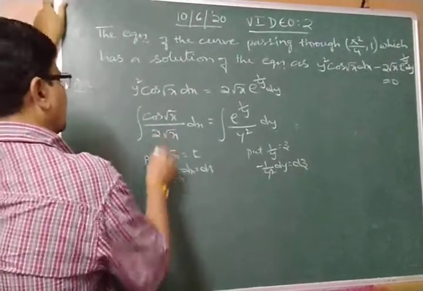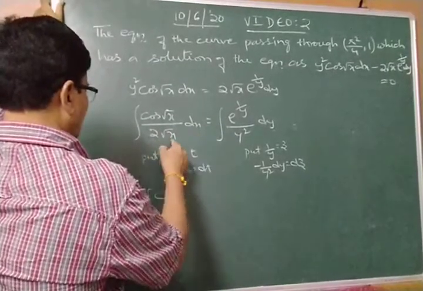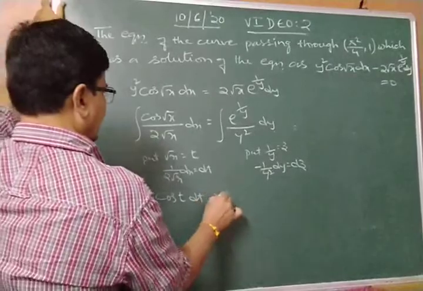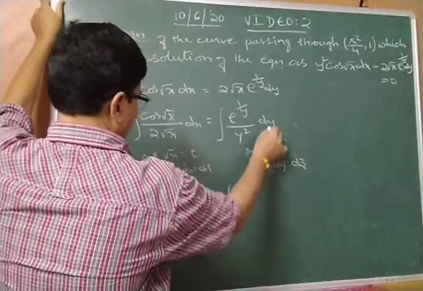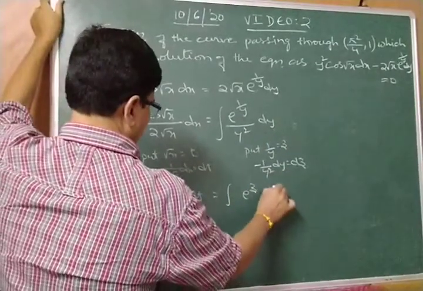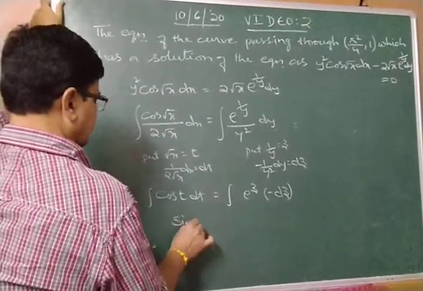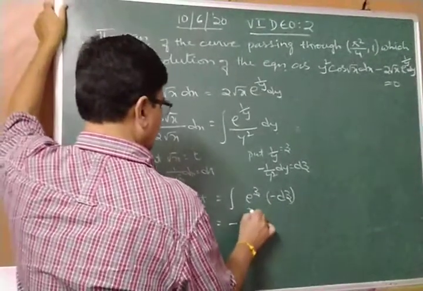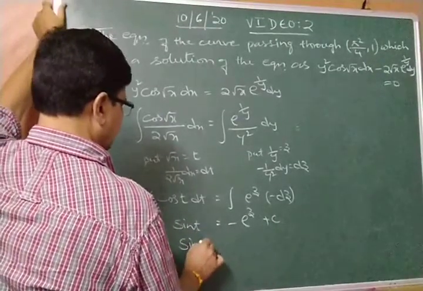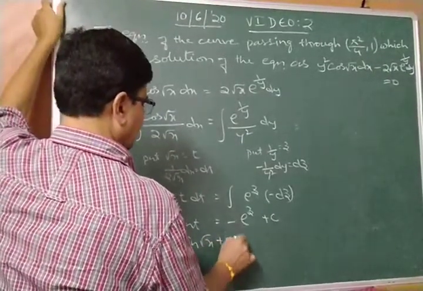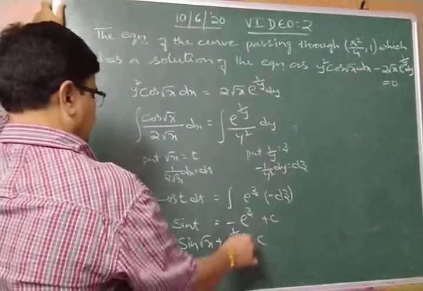So substituting these values in this equation, cos of root x means cos t, dx by 2 root x means dt. That is equal to integral of e to the power 1 by y, meaning e to the z, and dy by y square means minus dz. So integral of cos t means sin t is equal to minus e to the power of z plus c, where sin t means sin root x, plus e to the power 1 by y is equal to c. Z is equal to 1 by y.